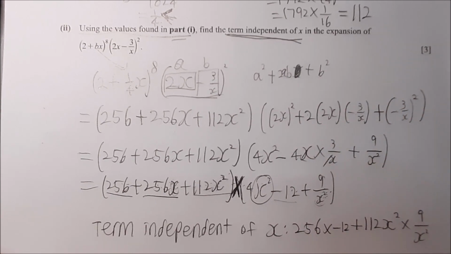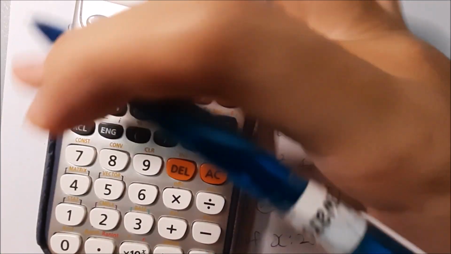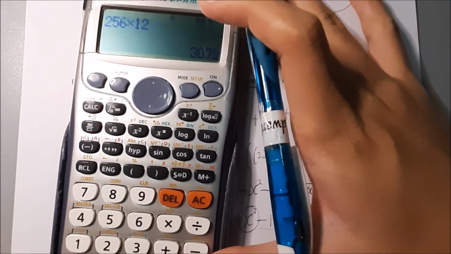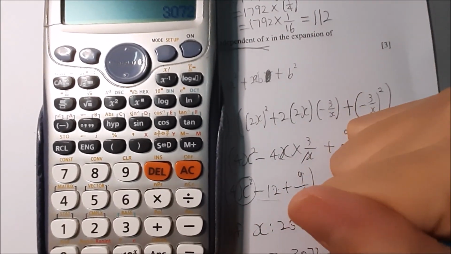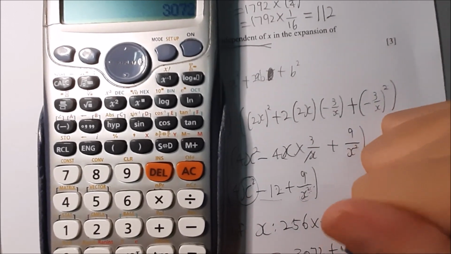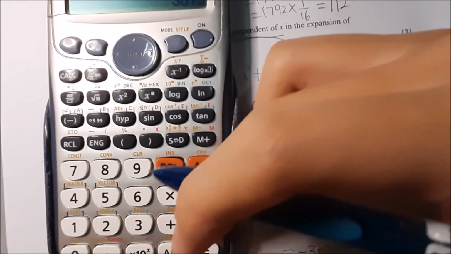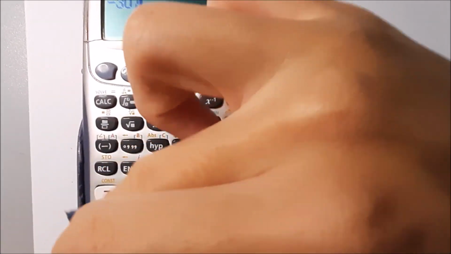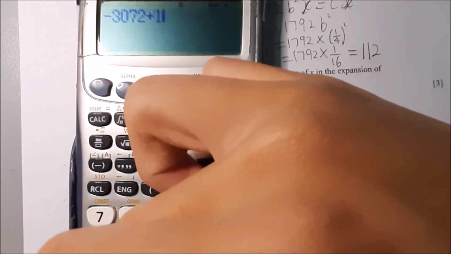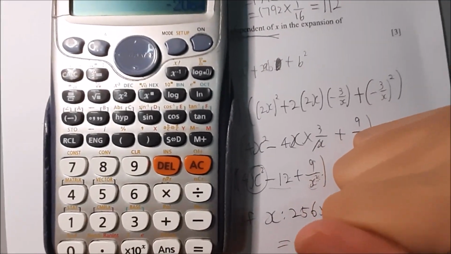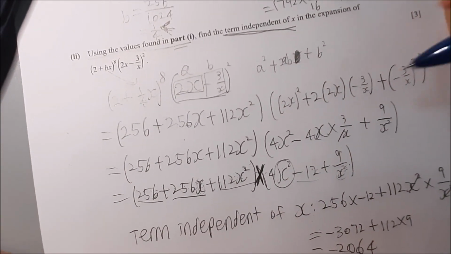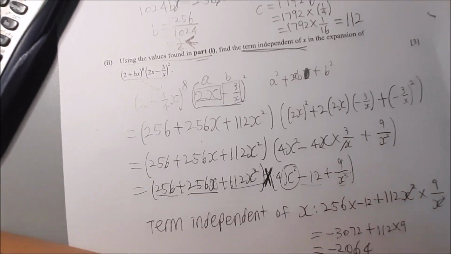you get this answer here, which if you simplify it, it will be 256 times 12, which is 3072, negative, so it's negative 3072, plus, if you cancel out the x squares, you get 112 times 9. So you basically get negative 3072 plus 112 times 9, which is negative 2064. And that is your answer. That is the term independent of x in the expansion of this equation.